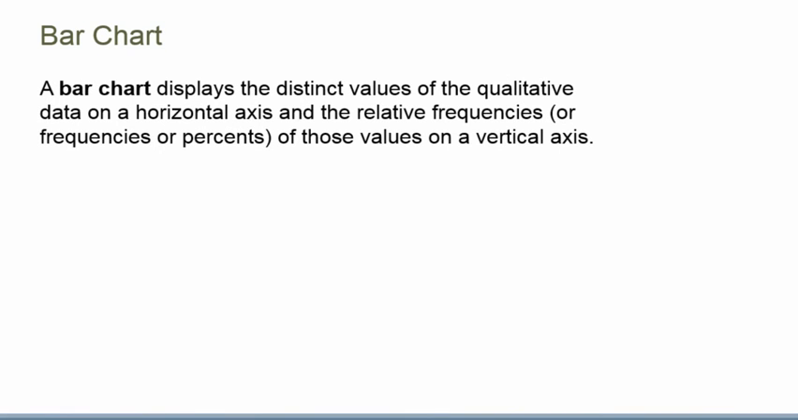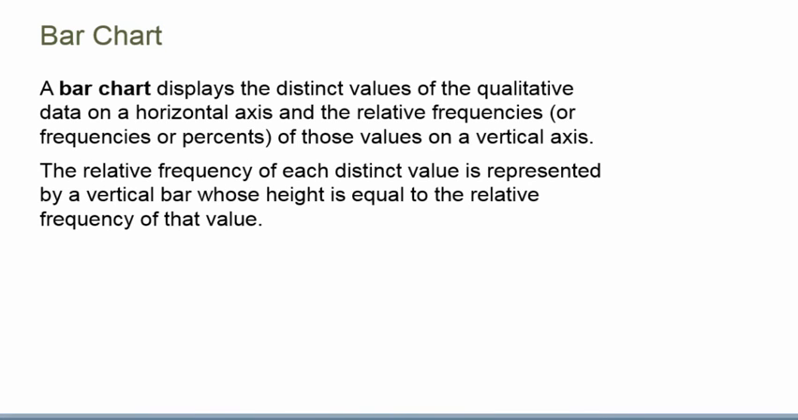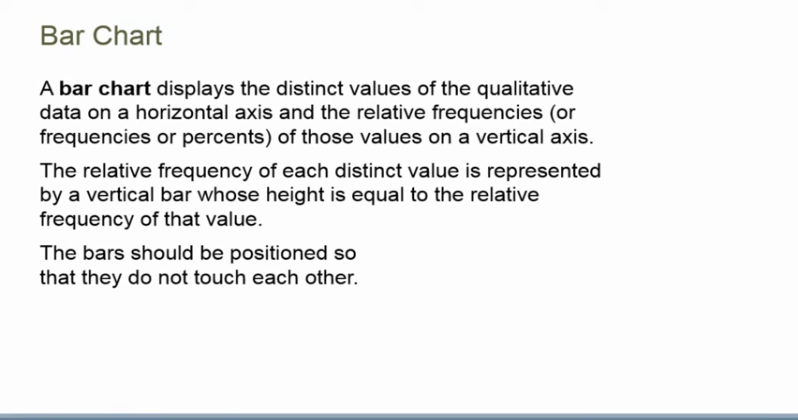Bar chart. A bar chart displays the distinctive values of the qualitative data on a horizontal axis and the relative frequencies or percents of those values on a vertical axis. The relative frequency of each distinct value is represented by a vertical bar whose height is equal to the relative frequency of that value. The bars should be positioned so they do not touch each other.